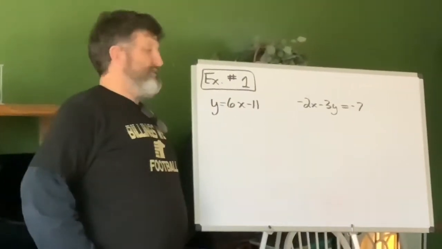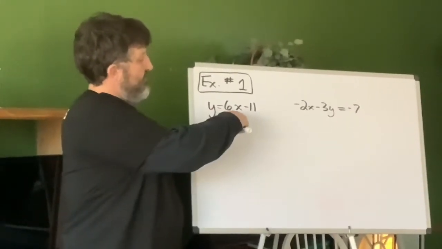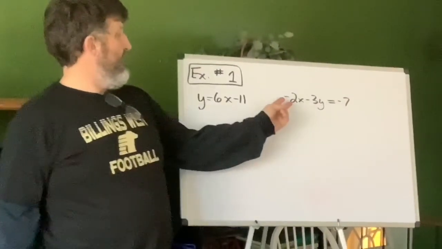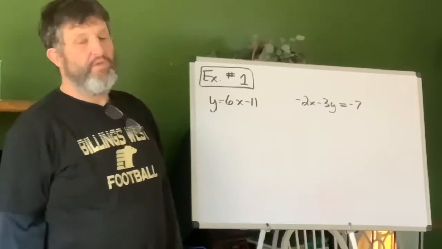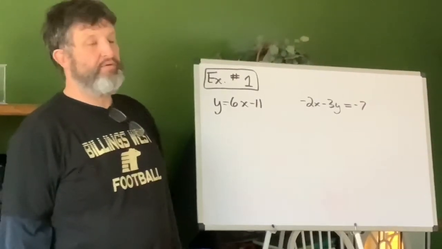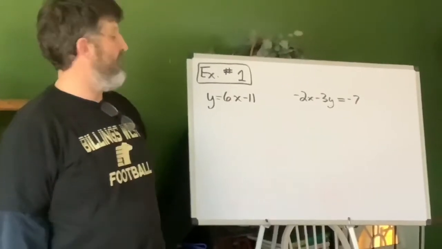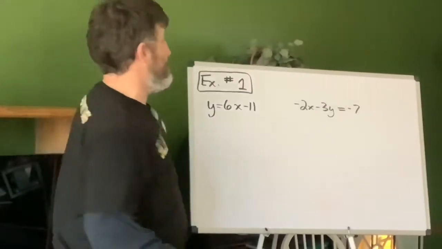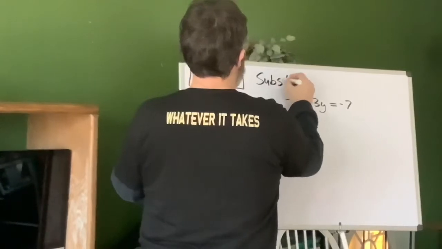Okay, so example number 1. y equals 6x minus 11 and negative 2x minus 3y equals negative 7. Now the cool thing about me being on video is you can push pause whenever you want. So if I'm going too fast, you can push pause, maybe rewind. The big idea here, the word that we're going to be discussing, is the word substitution.